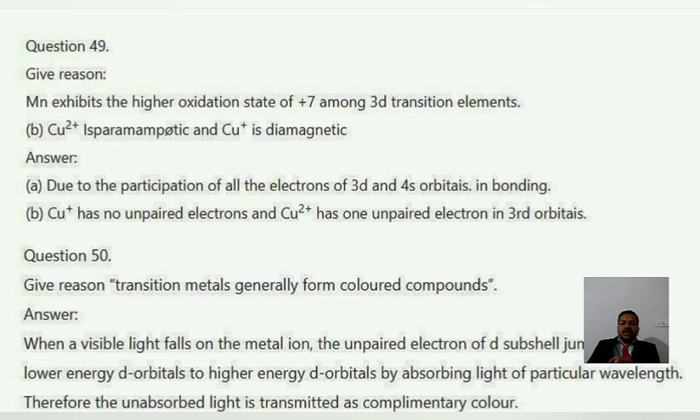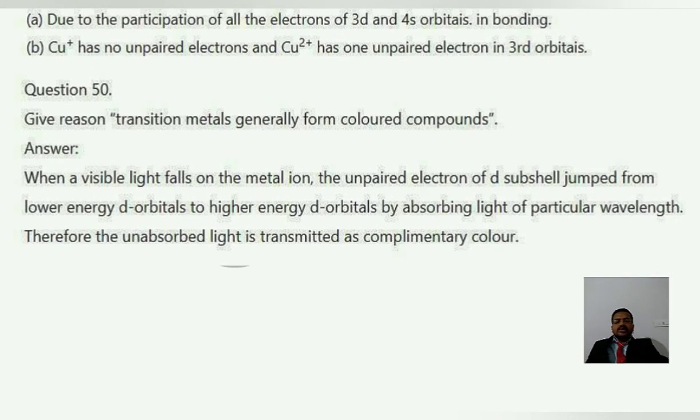Question number 50. Give reason. Transition metals generally exhibit colored compounds. So we had already discussed this. The answer is d-d transition. When visible light falls on a metal ion, the unpaired electron of the d subshell jumps from a lower energy d orbital to a higher energy d orbital by absorbing light of a particular wavelength. Therefore, the unabsorbed light is transmitted as the complementary color.